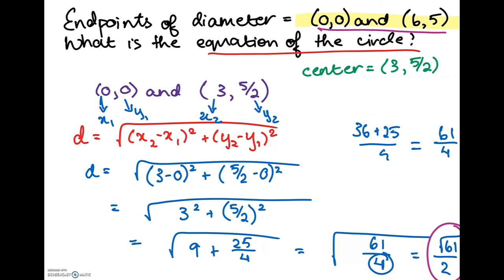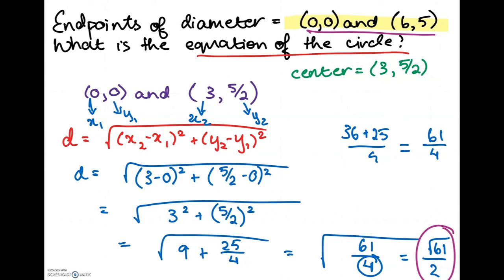Now, we have not finished the question. There's still quite a bit more to do. We need to put everything together. This is our radius, because it's the distance from the center of the circle to one point on the outer edge of the circle. Now let's put it all together.